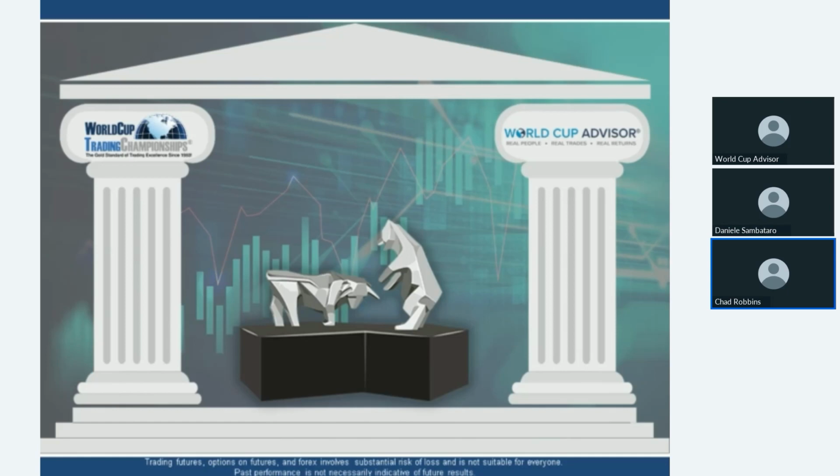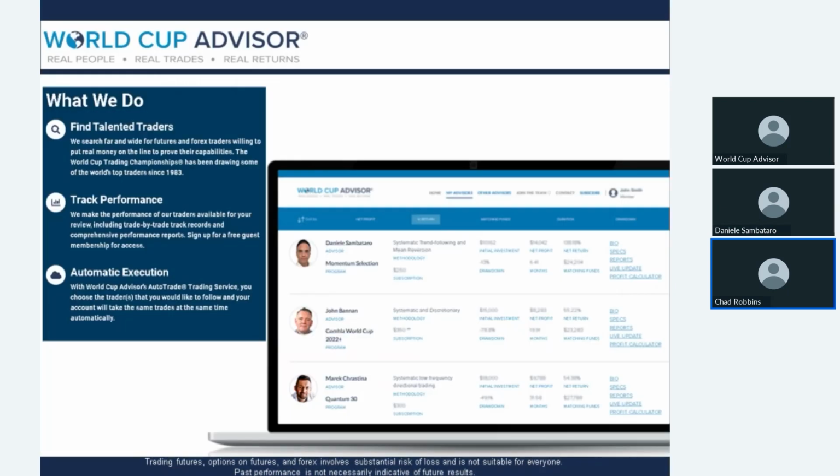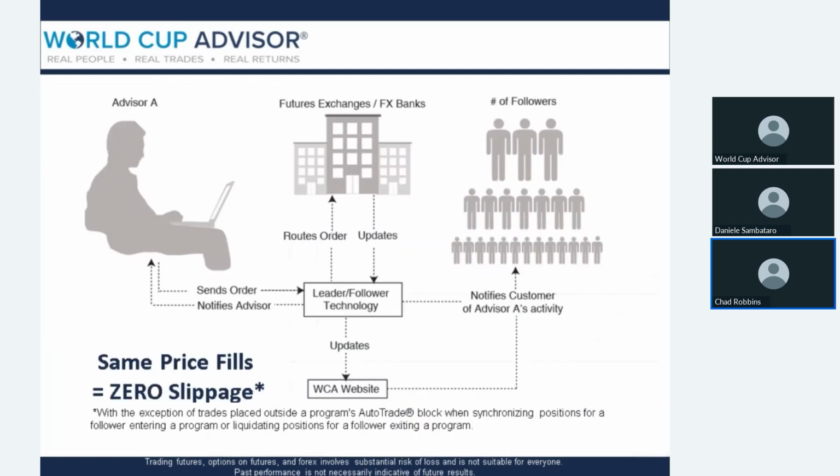So we do offer the leader-follower auto trading service at worldcupadvisor.com. What we offer is quite literally to link anyone's account to Daniele's, in that when he places a trade in his own account, all the followers automatically and simultaneously get the same exact trades. This diagram will illustrate this very well.